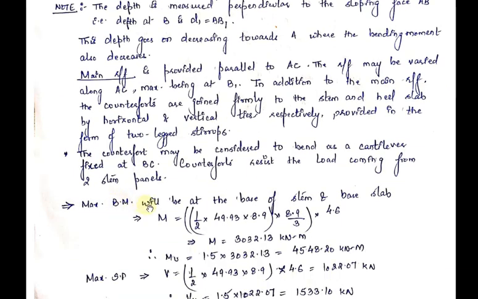Maximum bending moment will be at the base of the stem and the base slab. This is the area of the triangle. So when we take the area of the triangle, it will be converted into force, and this force will act at a height of h by 3 from the base. So the perpendicular distance will be h by 3.